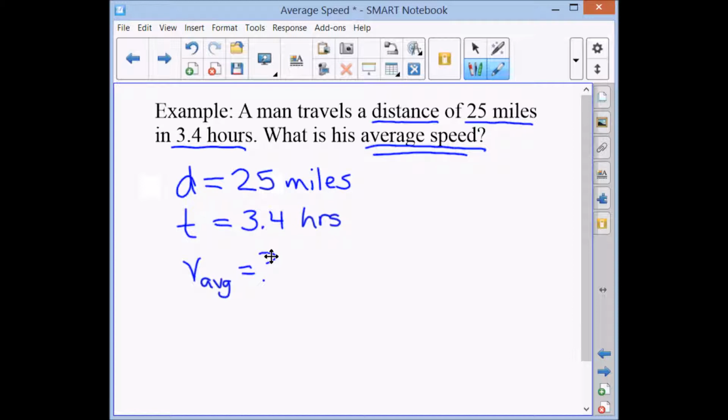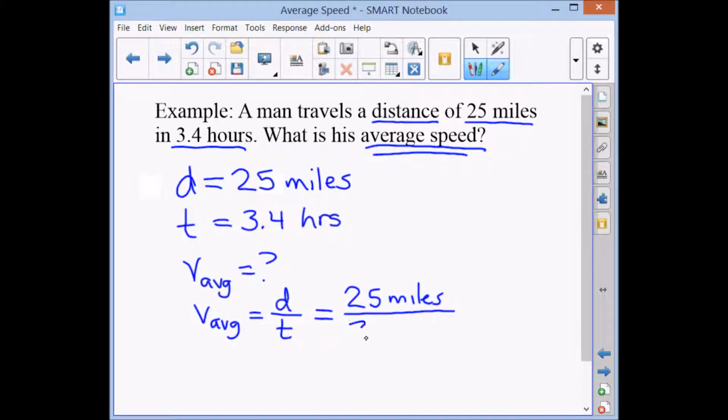The next step in this process is just to identify the equation that I'm going to use. Well, I only have one equation at my disposal right now, and that is that average speed is total distance covered divided by time it took to do that. And I have those variables, so I'm going to go ahead and substitute those variables in to that equation.